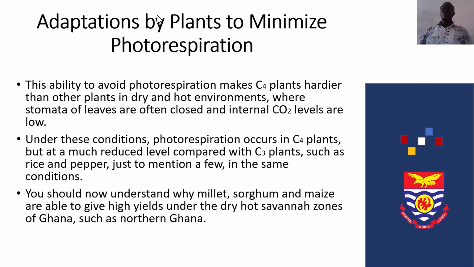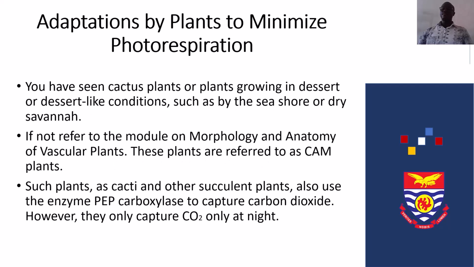So the ability to avoid photorespiration makes C4 plants hardier than other plants in dry and hot environments, where stomata of leaves are often closed and internal carbon dioxide levels are low. Under these conditions, photorespiration occurs in C4 plants, but at a much reduced level compared with C3 plants such as rice and pepper, just to mention a few, in the same conditions. You should now understand why millet, sorghum, and maize are able to give high yields under the dry, hot savanna zones of Ghana, such as northern Ghana.